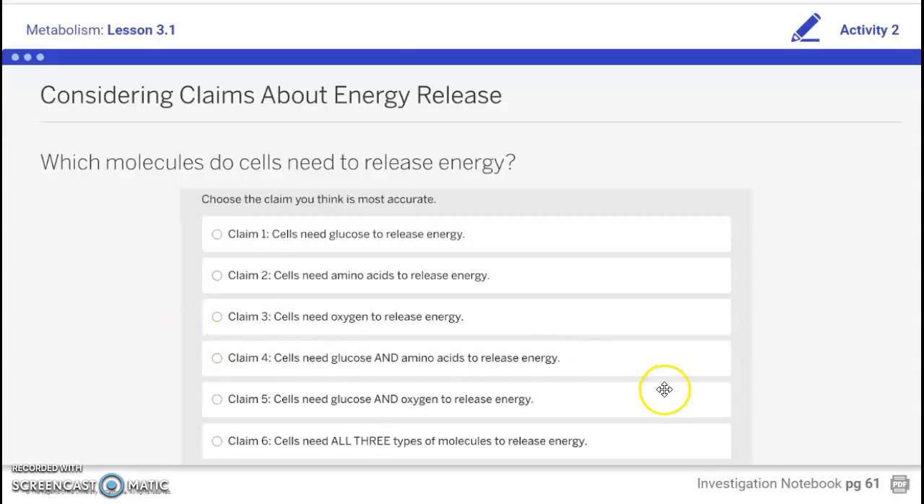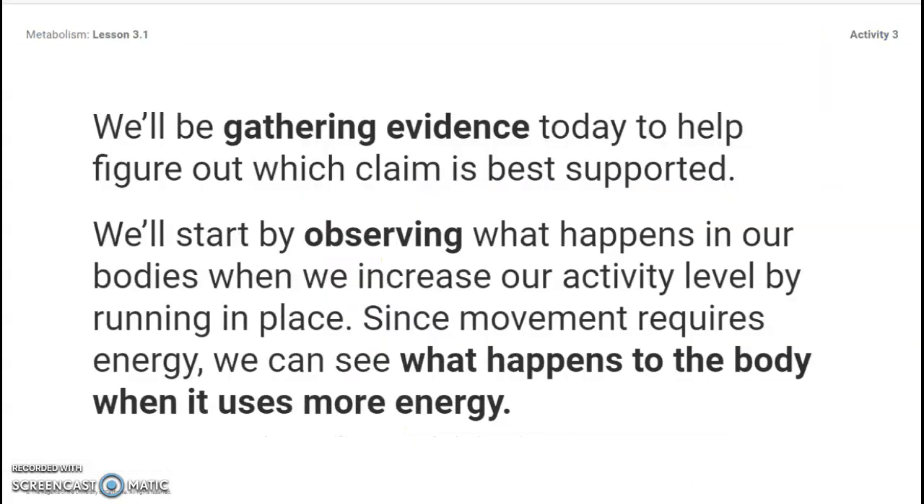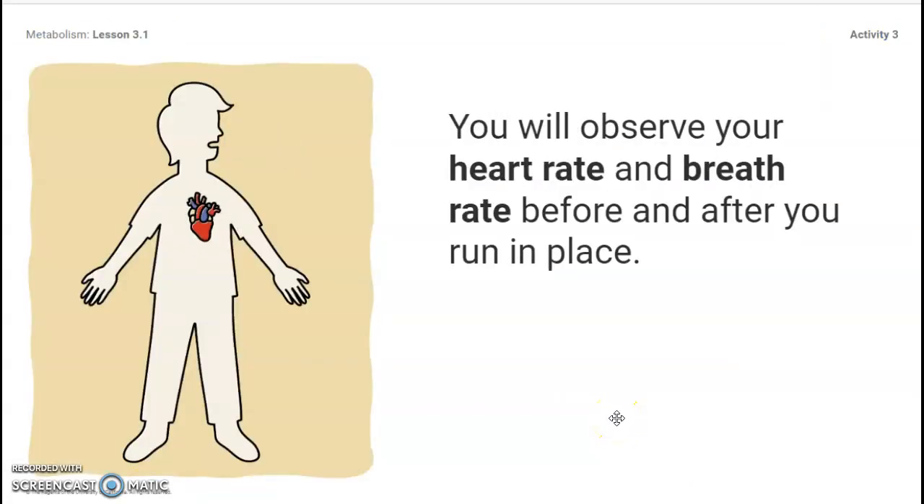Now remember, we have 6 claims. I'm going to go back to these for just a moment. Cells need glucose to release energy, cells need amino acids to release energy, we need oxygen to release energy, we need glucose and amino acids to release energy, or we need glucose and oxygen to release energy, or last but not least, we need all 3 types of molecules to release energy. So that would be glucose, amino acids, and oxygen. So let's go back into our activity 3.